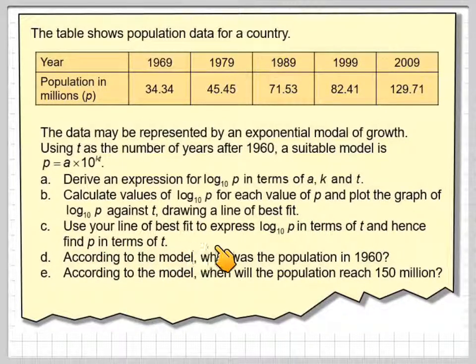Use your line of best fit to express log to the base 10 of p in terms of t, and hence find p in terms of t. And according to the model, what was the population in 1960? And according to the model, when will the population reach 150 million?